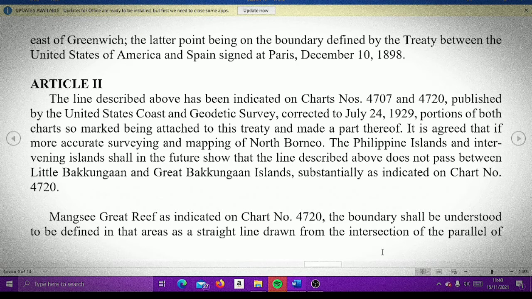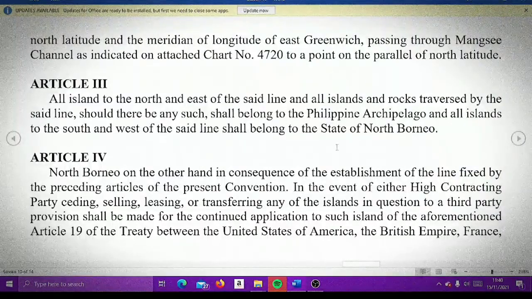Mangsi Great Reef is indicated in chart number 4720. The boundary shall be understood to be defined in the areas as a straight line drawn from the intersection of the parallel of north latitude and the meridian of longitude of East Greenwich, passing through Mangsi Channel as indicated on a chart number 4720 to a point on the parallel of north latitude.